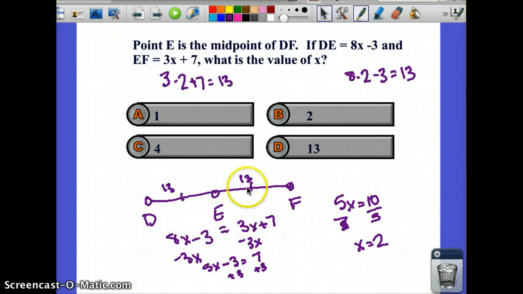So as I set the 2 segments equal to each other because the midpoint is in the middle, I found that x equals 2. That would be the answer to this multiple choice question. However, looking at this a little more carefully, if I plug 2 in, 3 times 2 plus 7 equals 13, that verifies with 8 times 2 minus 3 is also 13. So I could also tell you that DE is 13, EF is 13, and the total length of D to F would be 26. So we know a lot more about this problem.